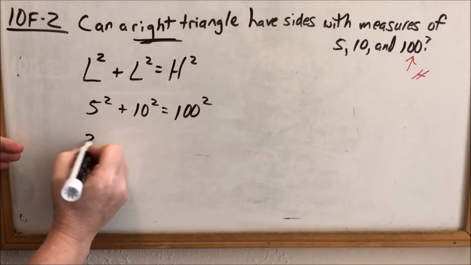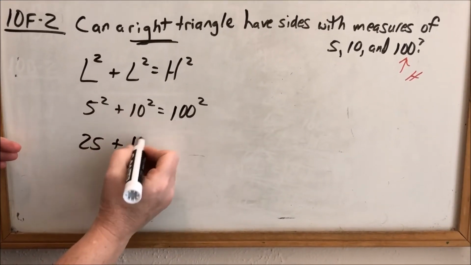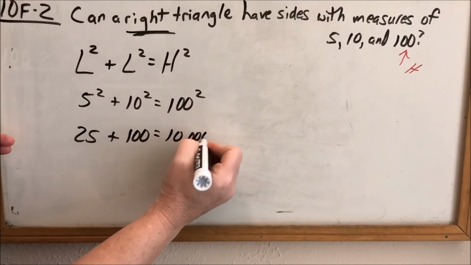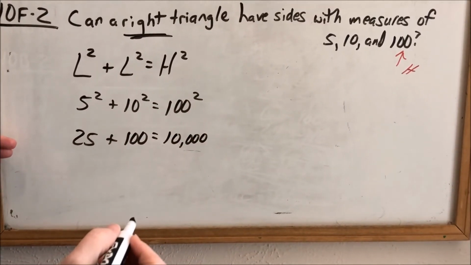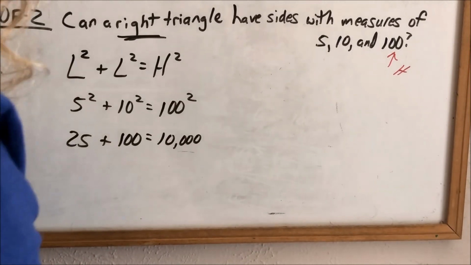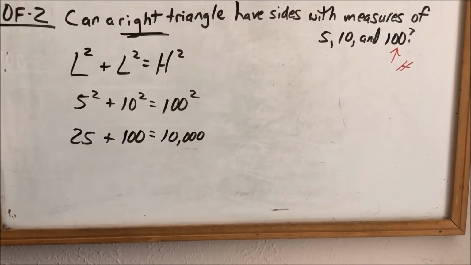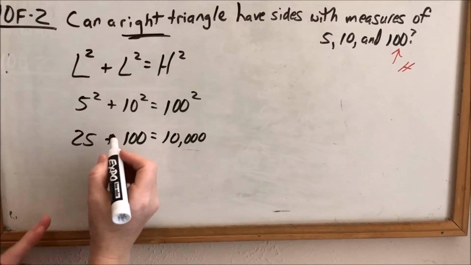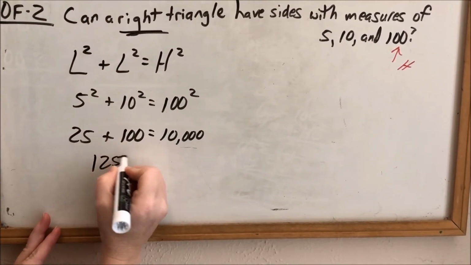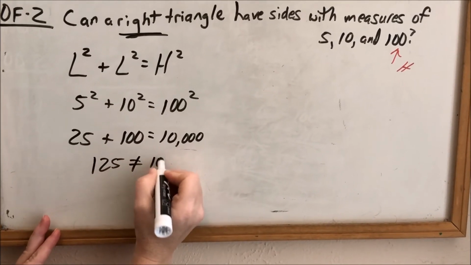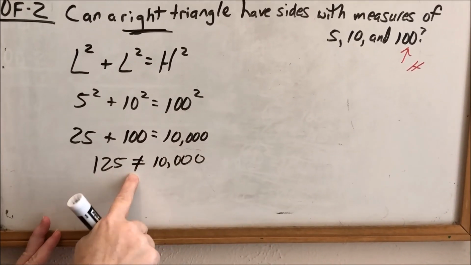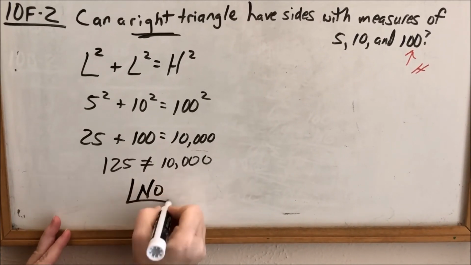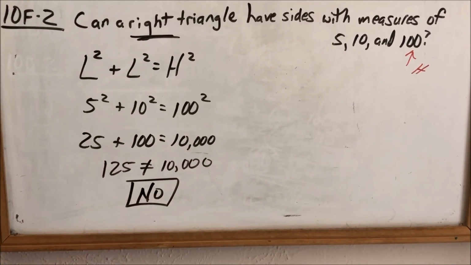5 squared, 25. 10 squared, 100. 100 squared, 10,000, I believe, because that'd be 4 zeros. Let me double check myself. Yep, 10,000. So 100 plus 25, 125, that does not equal 10,000. Does not equal, that's that symbol. So therefore, no. When the two sides aren't equal, it is not a right triangle.